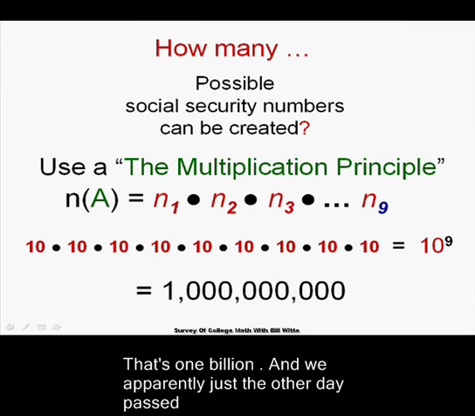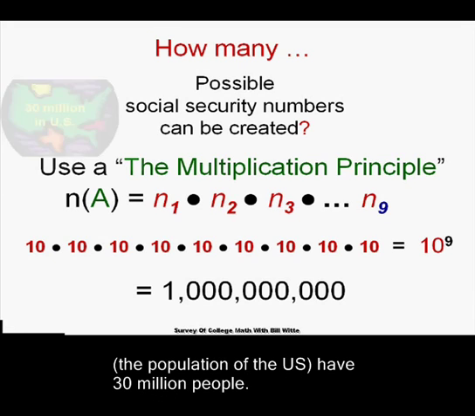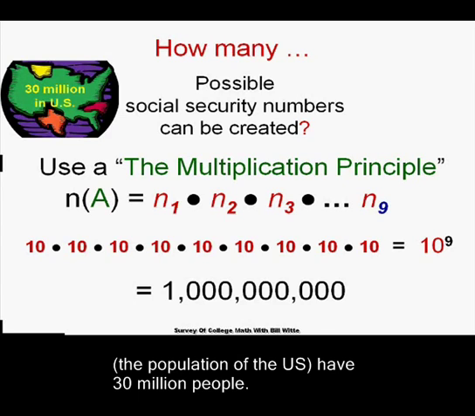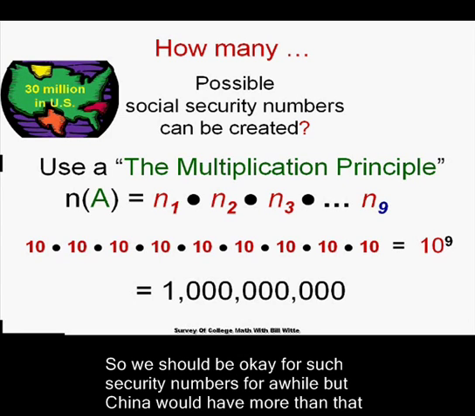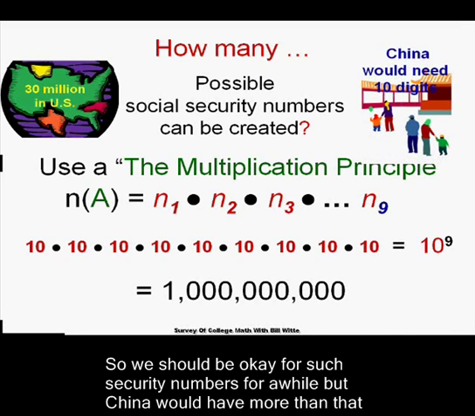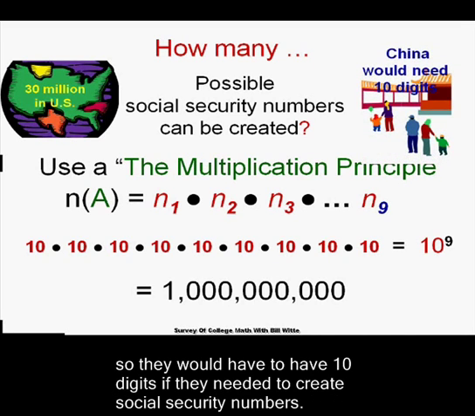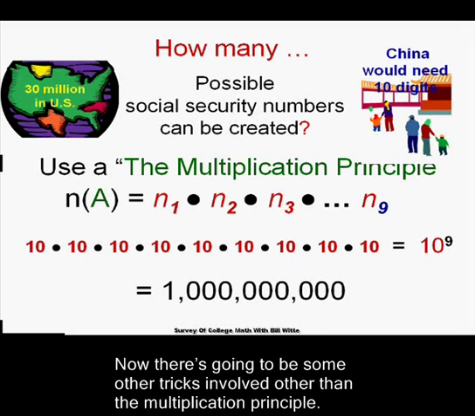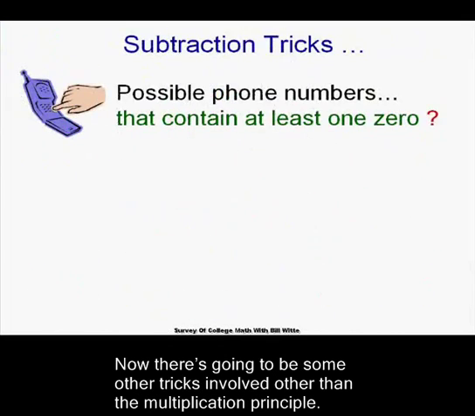1 billion. Now we apparently, just the other day, passed in the population in the U.S., past 300 million people. So we're good. We should be okay for Social Security numbers. But you know what? China would have more than that, wouldn't they? They would have to have 10 digits if they needed Social Security numbers. It's the kind of decisions you would have to make.